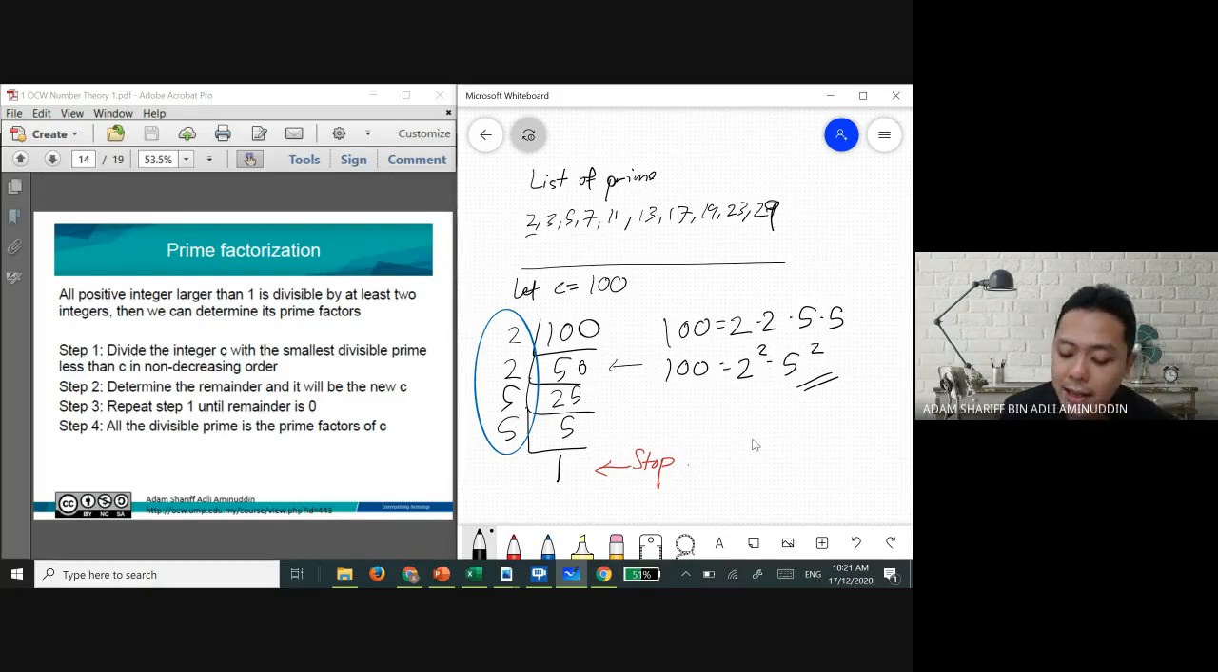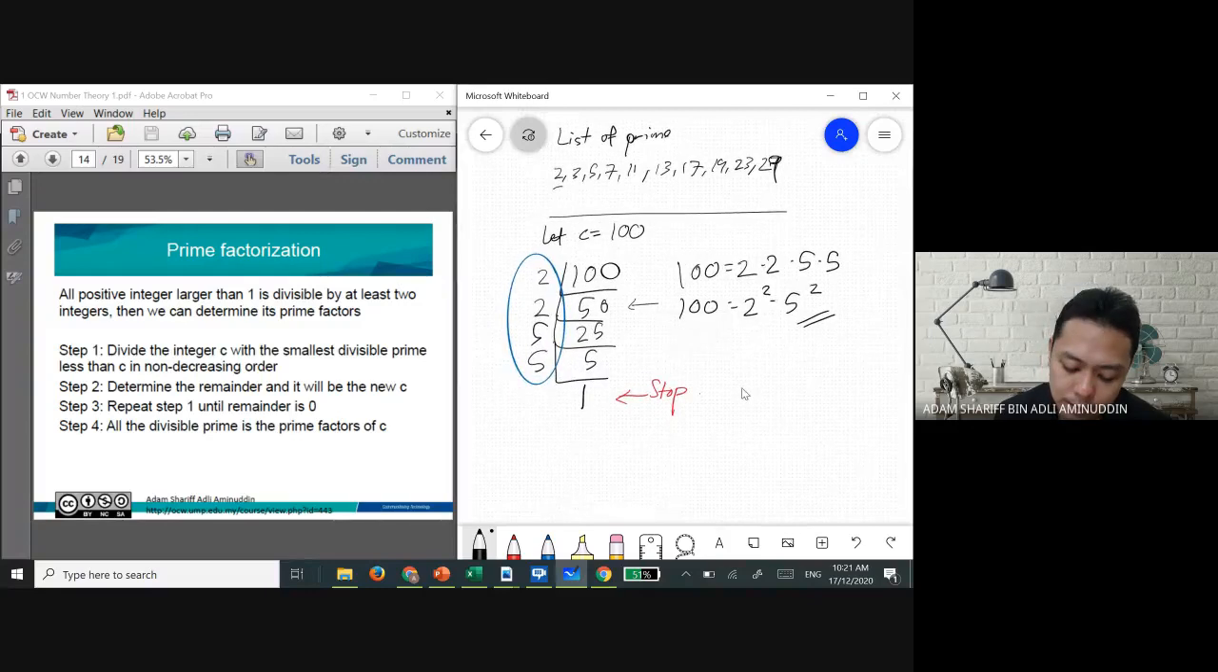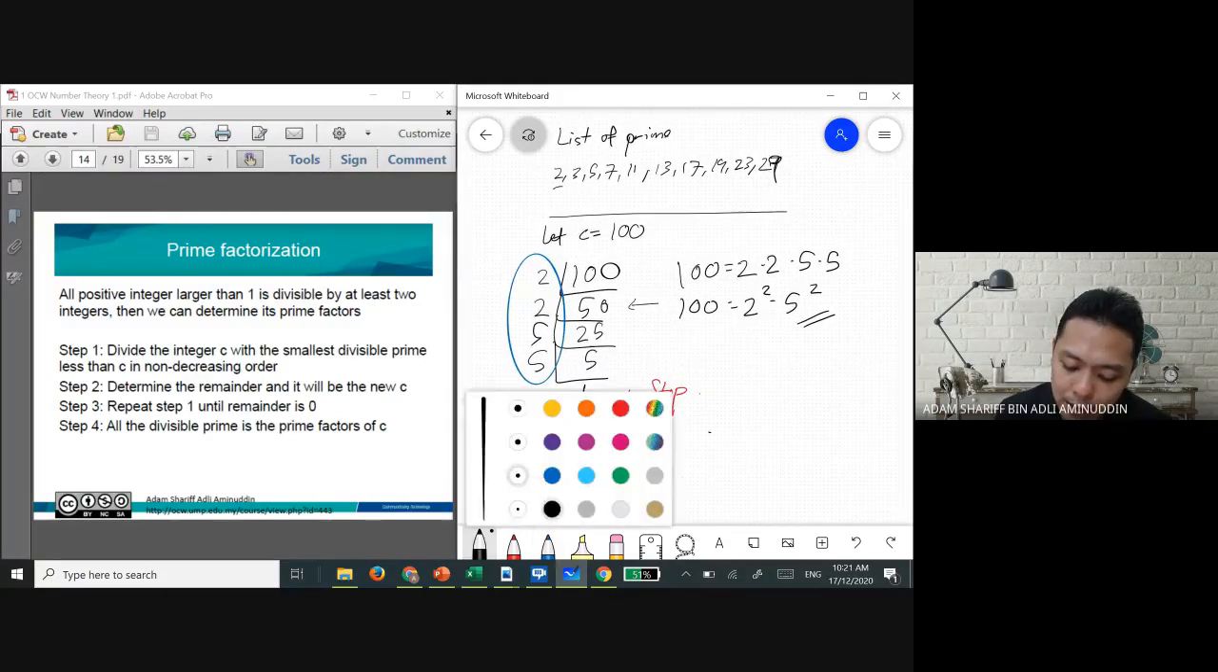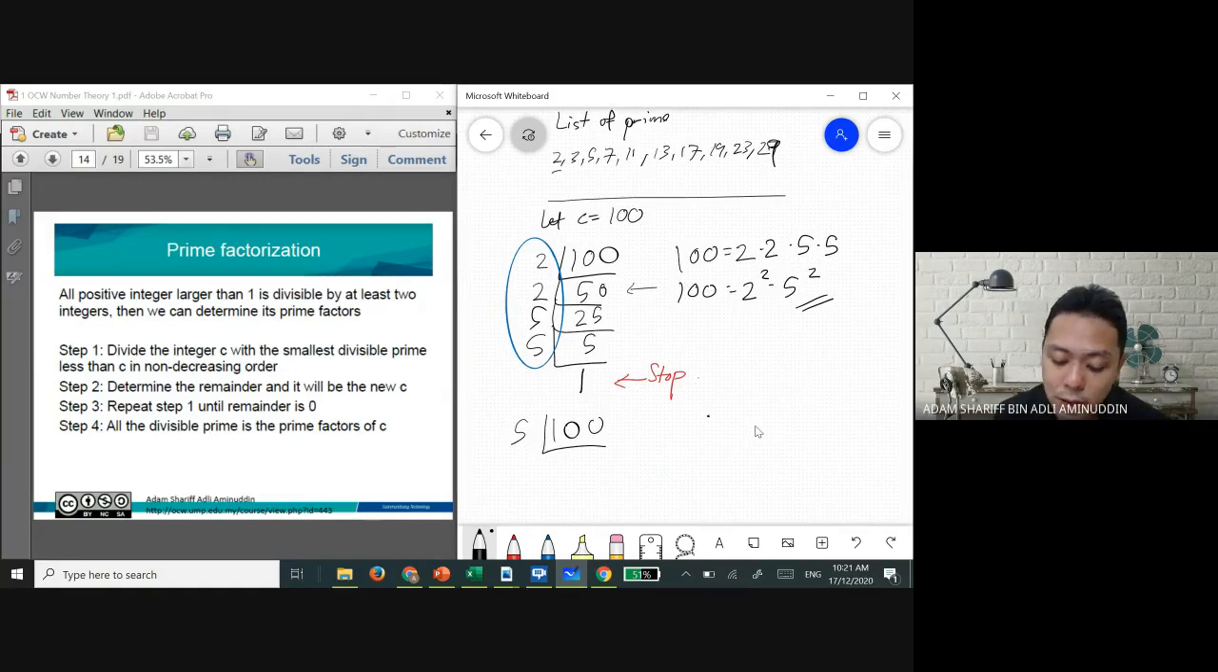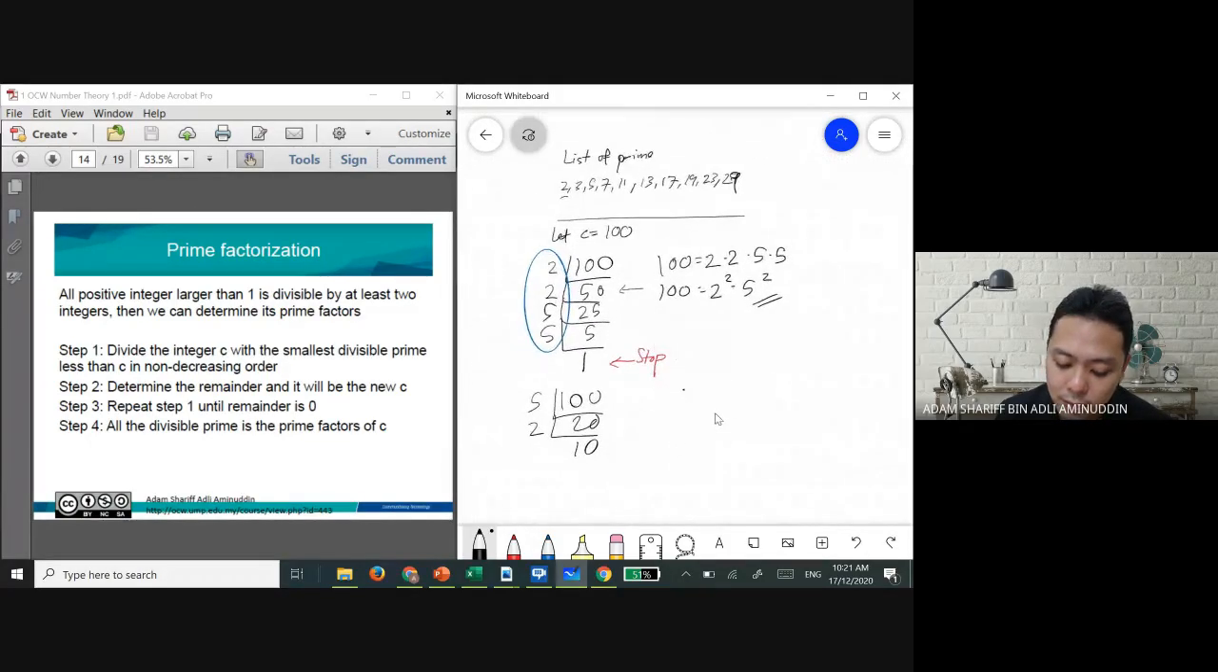The common question that I get from my students ialah, boleh tak kalau dia tak mau bahagi dengan 2 dulu. Dia kata nak bagi dengan 5 dulu. Okay, so kalau dia bagi dengan 5 dulu, 100 bagi 5, 20. And then dia jumble up dengan 2, 10. And then 5, 2, 2, 1. Okay, if you do like this, you still will get the same answer at the end.